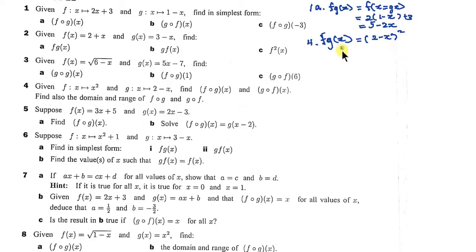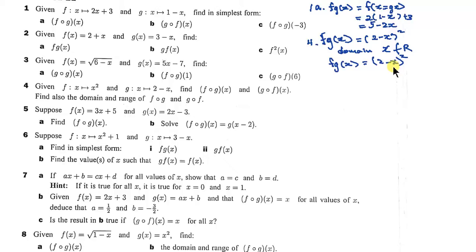So the domain in this case, x can be any real value. Okay, what about the range? Range means the value of the composite function. This is something interesting. Because of the presence of the square here, whatever value obtained inside will still be positive. You can put x equal to 5, 2 minus 5 becomes minus 3. Your square is still positive.